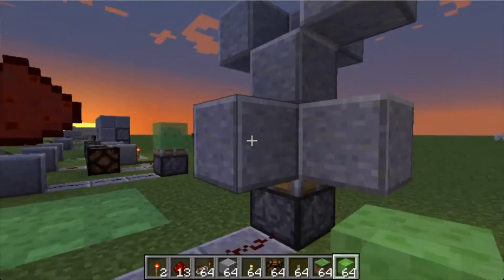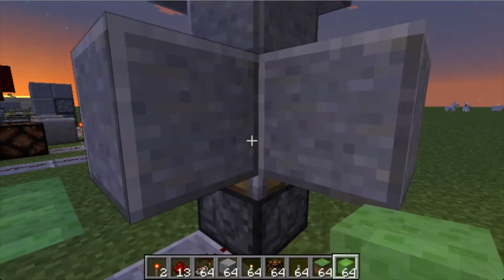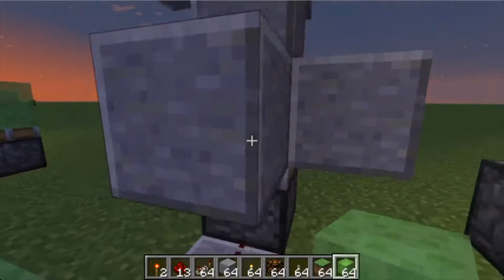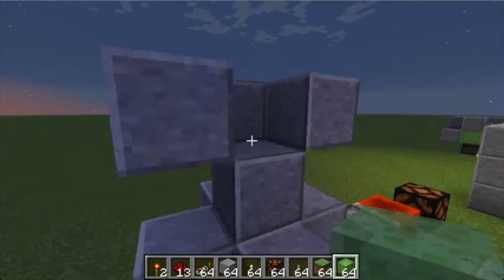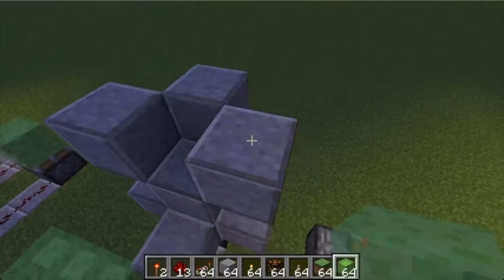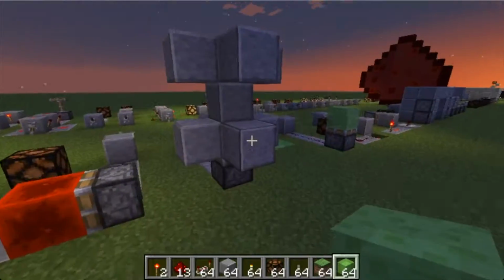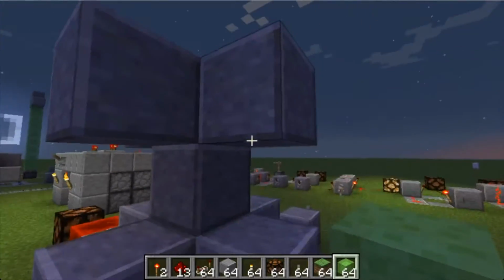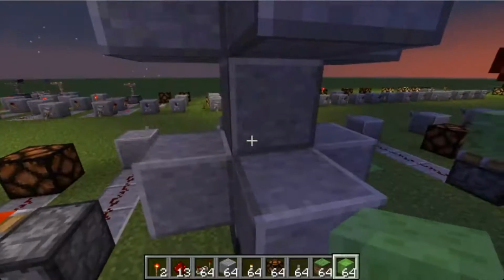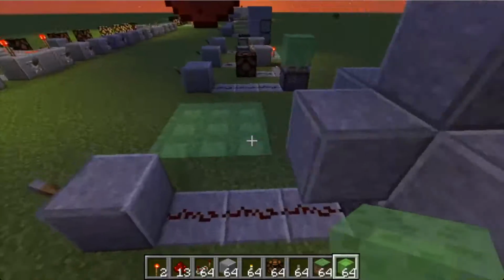So anything that actually touches a slime block when it's extended or not extended will stay stuck to said slime block indefinitely. However, these ones that weren't actually touching the slime block but were just on top of these blocks, they got pushed up, but they would not retract. So that's a key thing to note.